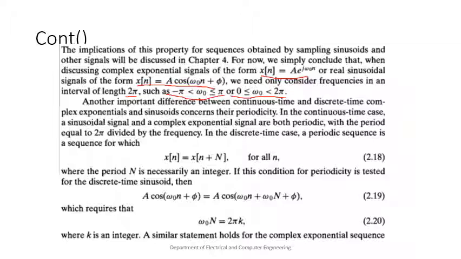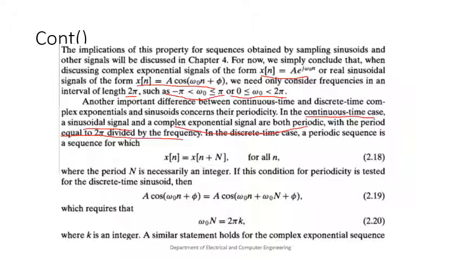We only take frequencies between minus pi to pi or 0 to 2 pi, because after that the signal is indistinguishable. Another important difference between continuous time and discrete time exponentials and sinusoids is their periodicity. In continuous time, sinusoidal signals and complex exponential signals are both periodic, with the period equal to 2 pi divided by the frequency.